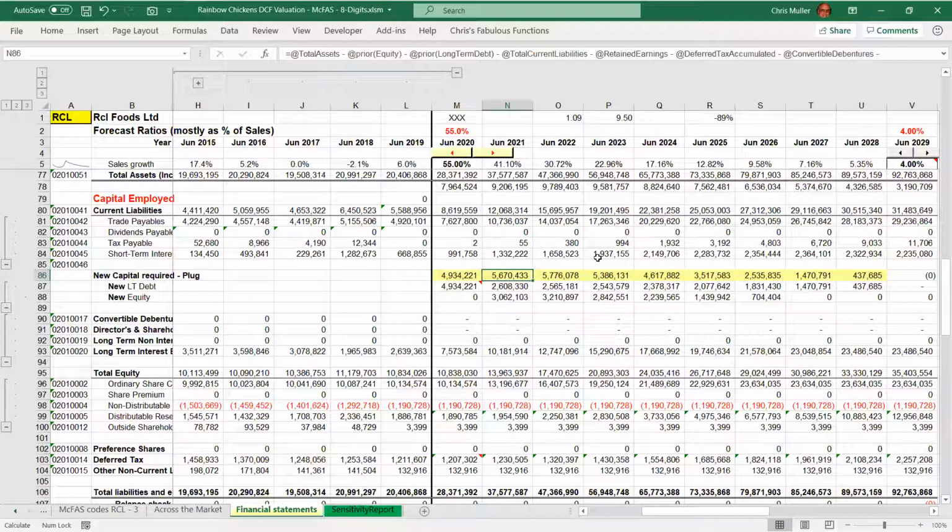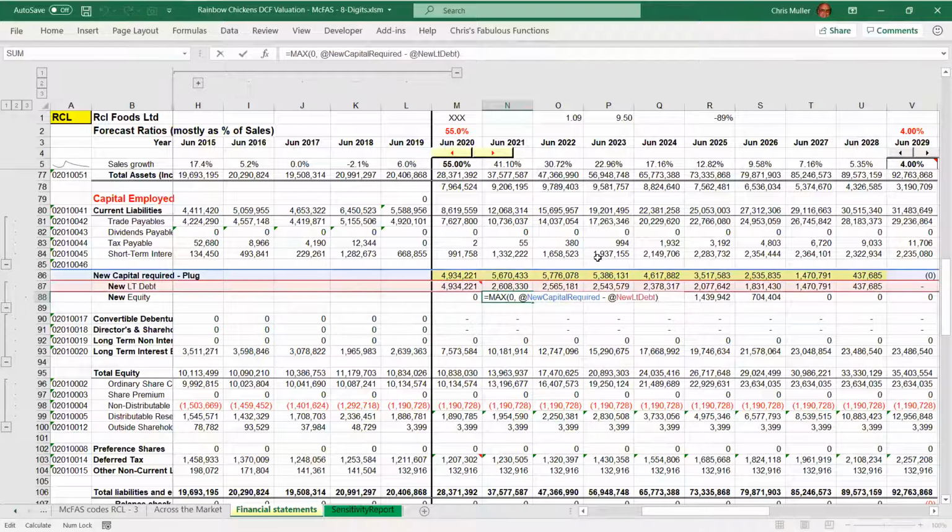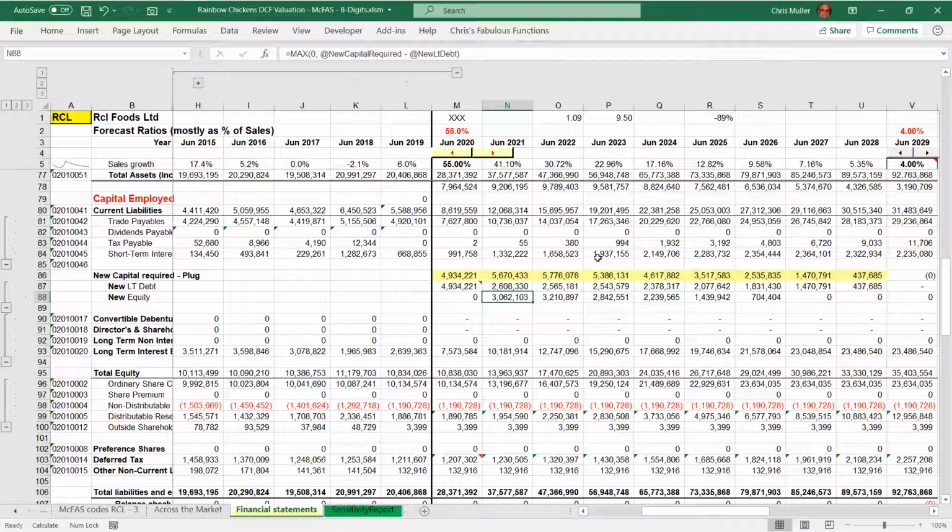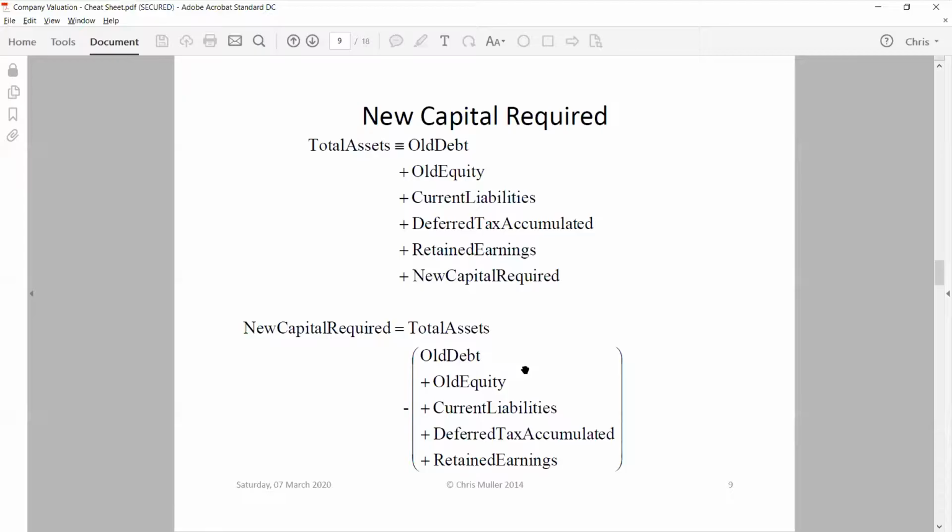In June 2021, you can see we need 5 billion, and we only got debt capacity for 2.6. The rest has to come from new equity. We're going to actually have to issue new shares and dilute. It's a very bad idea to do that. So how are we going to know how to split it up? We can see that those two numbers add up to 5,670,433, but how did we split them? This is where I'm going to take you to slide 10.